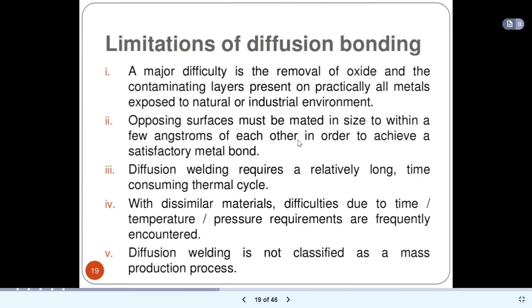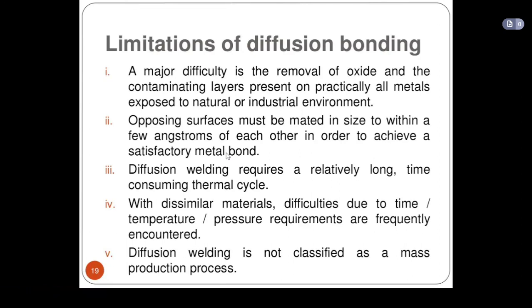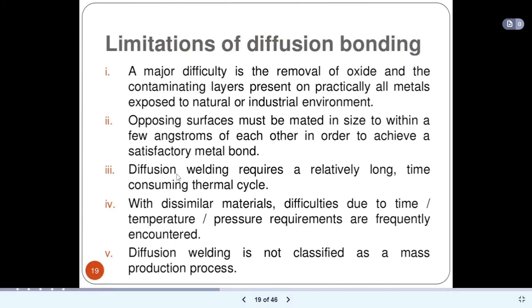Opposing surfaces must be mated in size to within a few angstroms of each other in order to achieve satisfactory metal bonds. Means the two base materials that we need to join together, if we want a strong joint, the size will affect the weld joint. Diffusion welding requires a relatively long, time consuming thermal cycle.